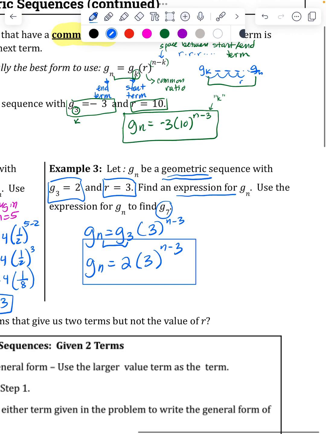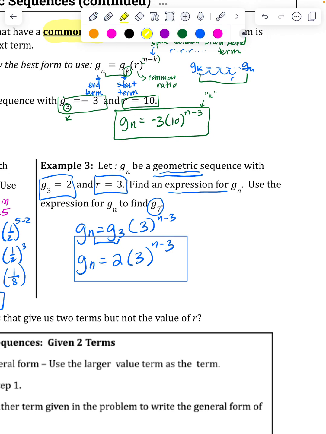Okay, now that I have my expression, that's what they're asking me for here, I'm going to go ahead and do what it says, which is find G sub 7. I'm going to take my formula that I just created and I'm putting in a 7. So it's not like rocket science. If you have an n down here in the formula and up here in the formula, they have to be the same number when you go to do your work.